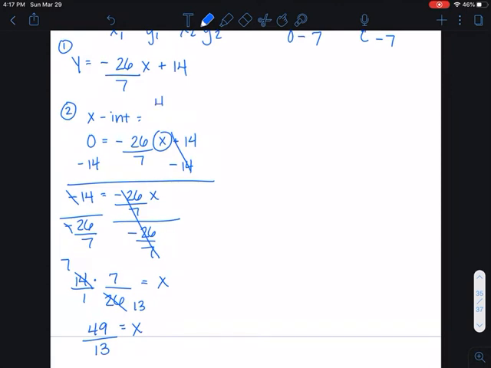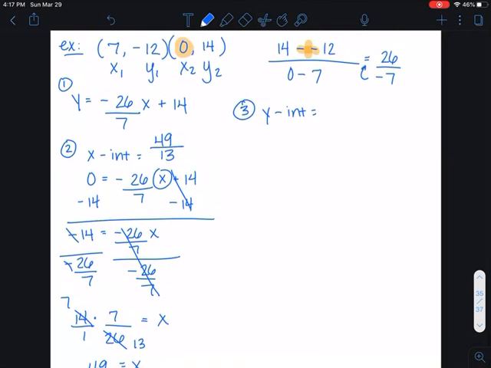So we can come back to the top. Say this is going to be 49 over 13. And then 3, your y-intercept, which is already given to you from the points above. So it's going to be 14. All you're doing is finding those three things.